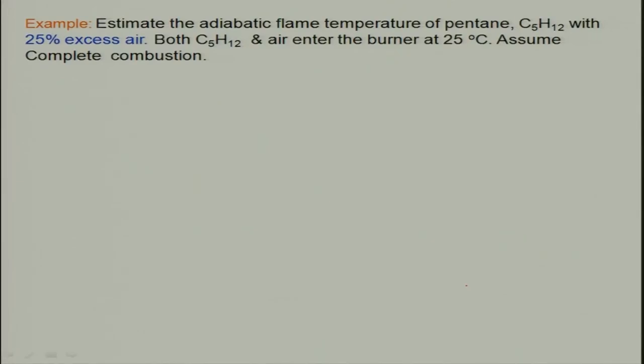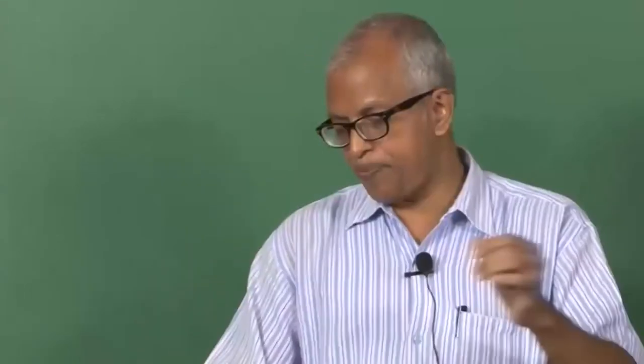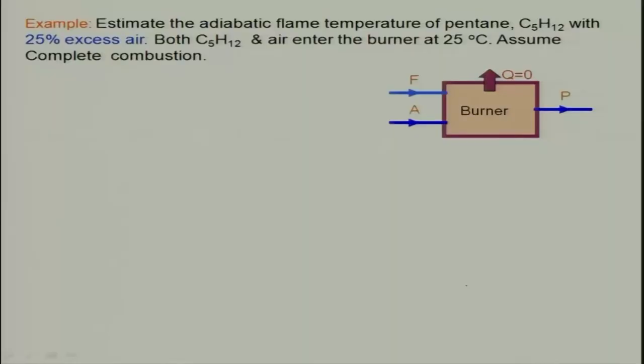And assume that complete combustion is taking place, that means what? It will have carbon dioxide and water, and of course it is with air, so nitrogen will be there, an inert gas for this example. And of course with 25% excess air, some oxygen will be there at the end of combustion. As I told you, we will take an open system here, because it is a burner, a control volume.